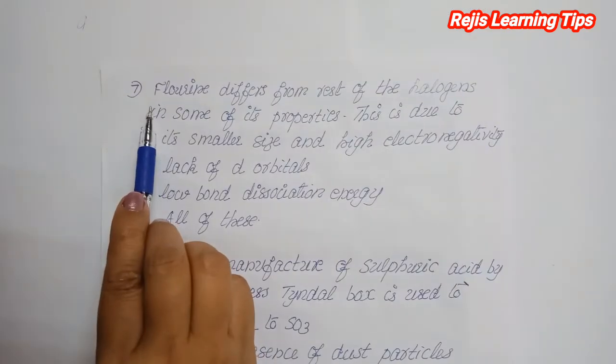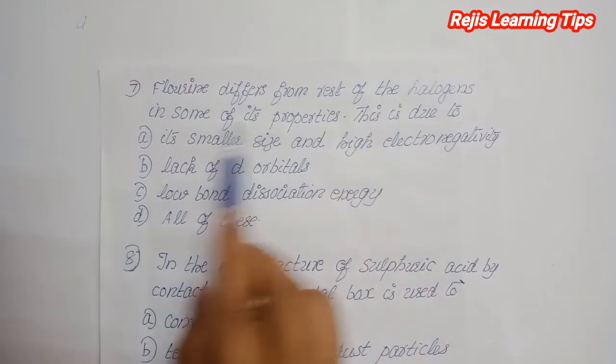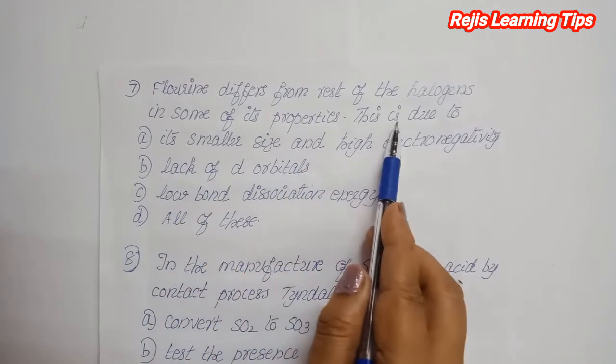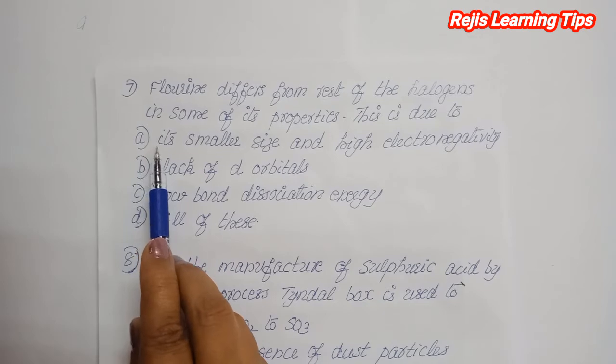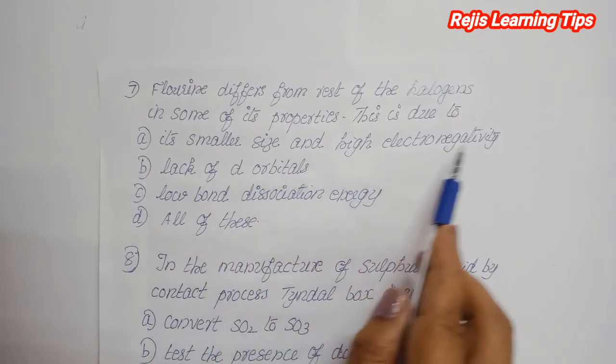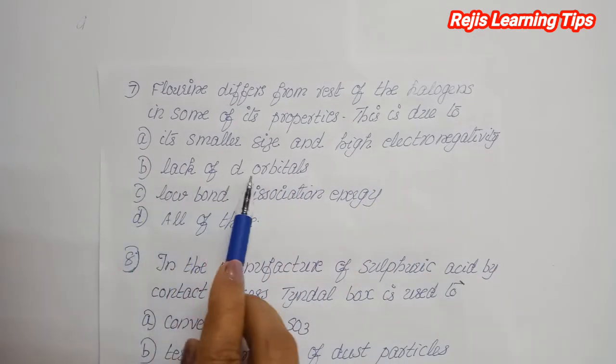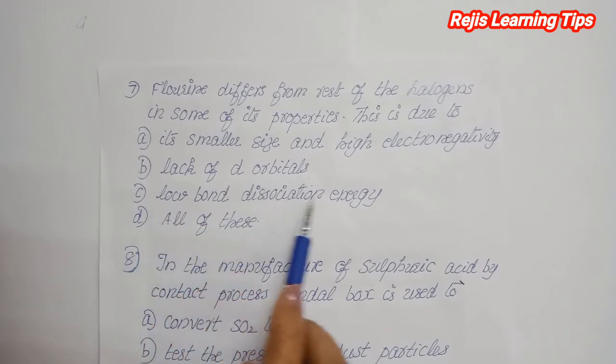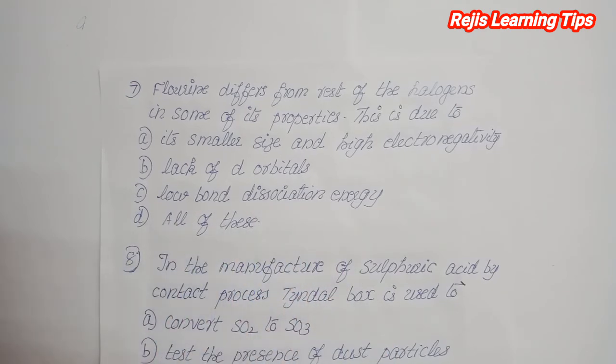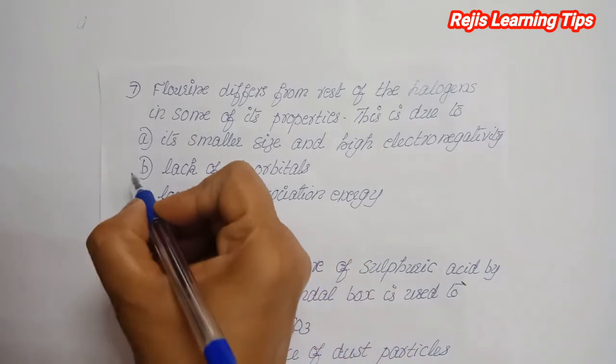Then seventh question, fluorine differs from the rest of the halogens in some of its properties. This is due to. Options are A. Its smaller size and high electronegativity, B. Lack of d orbitals, C. Low bond dissociation energy, D. All of these. Fluorine differs from the rest of the halogens in some of its properties. This is due to lack of d orbitals. So our option is B.